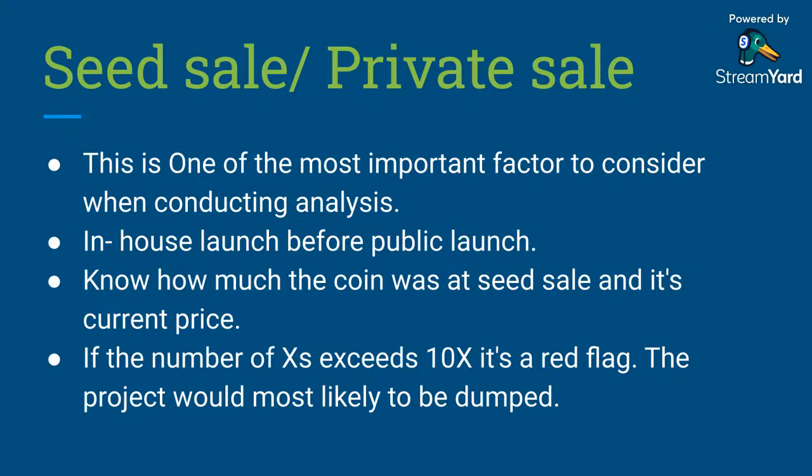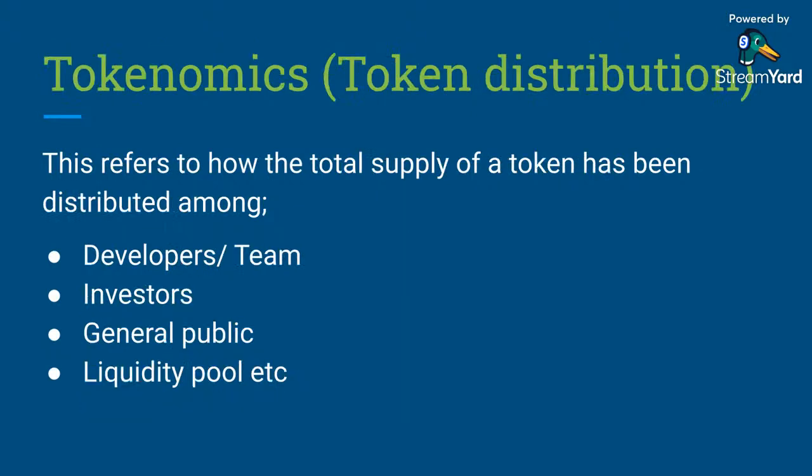So now what's the next one that we have here? Tokenomics. This word is coined from token and economics. That's how this word came about. And what does it mean? It means token distribution. This refers to how the total supply of a token has been distributed among the developers, the investors, the general public, the liquidity pool, and a whole lot of others like that. Like I said, all of these things are contained in the white paper.